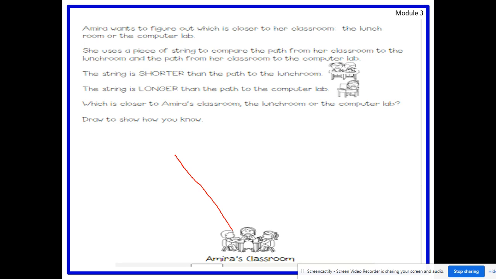Then we're going to read the first clue and label on our map, on our path. The string is shorter than the path to the lunchroom. So right here, it's telling us that the string is shorter. So this string right here has to be shorter than the path to the lunchroom. So that means that our lunchroom cannot be down here because then the string would be longer. That means that the lunchroom would have to be up here. We could put an L for lunchroom and we could put a table or just an L.